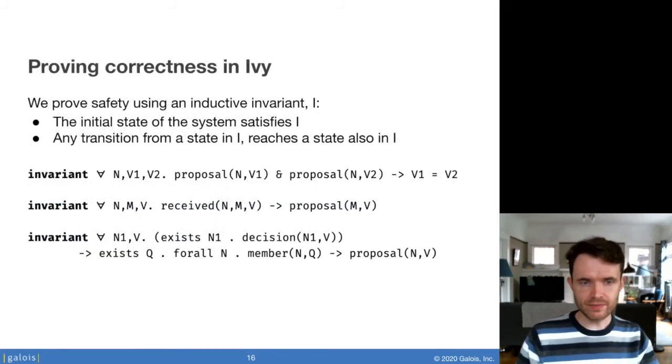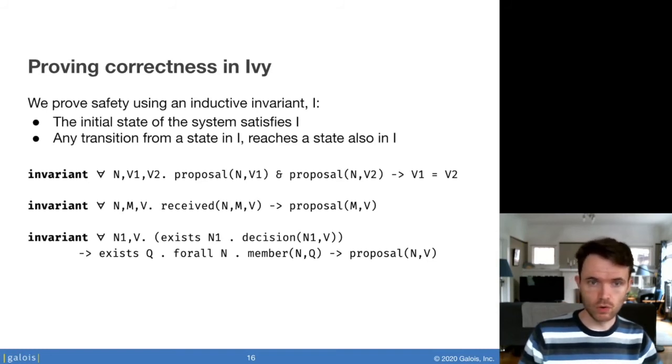We proved the safety of a distributed system in Ivy by defining an inductive invariant. This also has to be defined in decidable logic. An invariant I is inductive if the initial state in the system satisfies I, and any transition from a state that satisfies I also reaches a state that satisfies I. If an invariant is inductive, it holds for all the possible states that can be reached from the initial state, and because we haven't specified the number of elements in the model, it also holds for any possible number of nodes, values, and quorums.